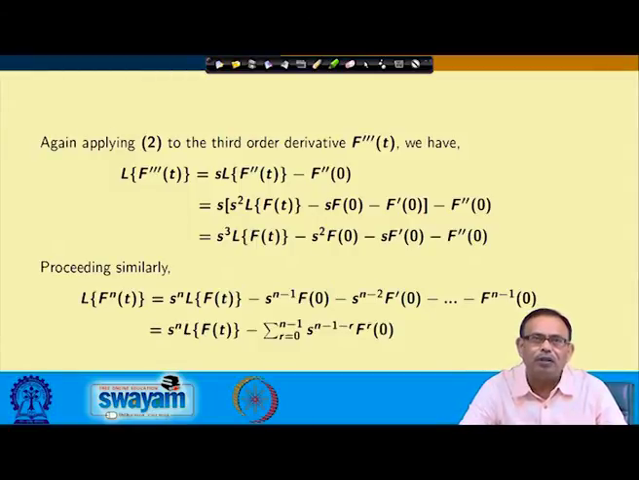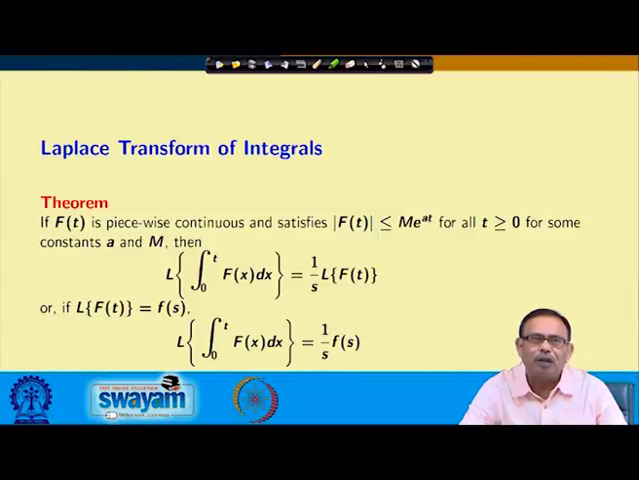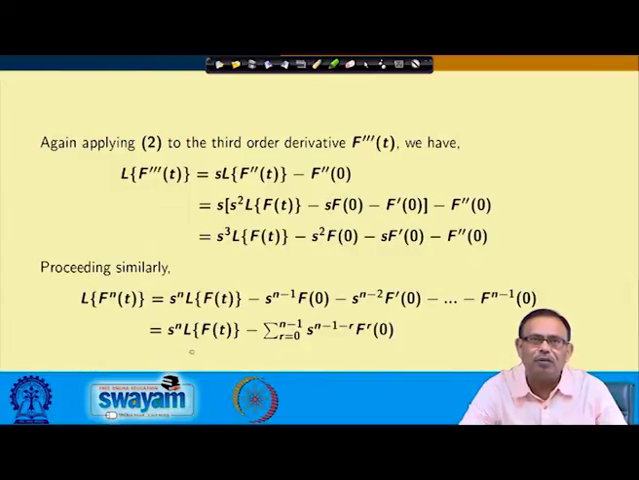The next one: you just see, we have written this in terms of summations. s^n times the Laplace transform of f(t) minus the summation, r equals 0 to n−1, of s^(n−1−r) f^(r)(0). So, r is varying from 0 to n−1. So, in the last term this s^n will vanish and only the term f^(n−1)(0) will be there.